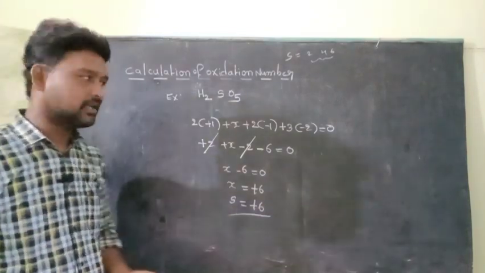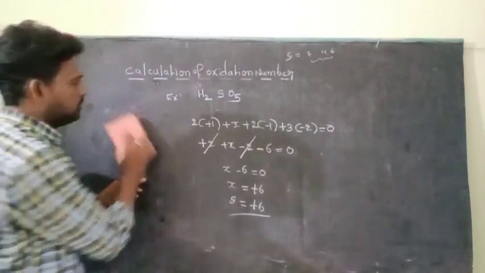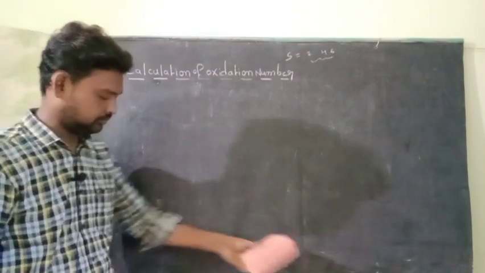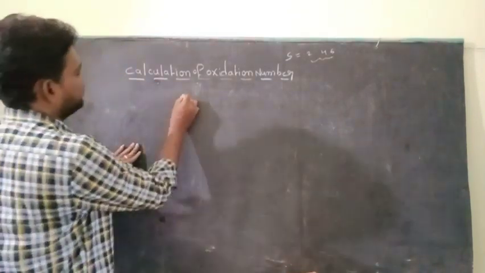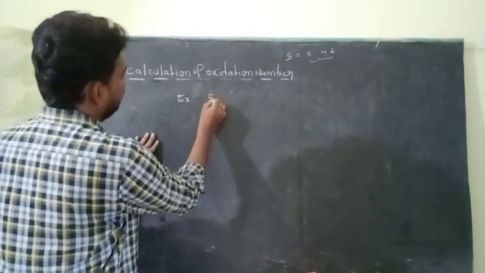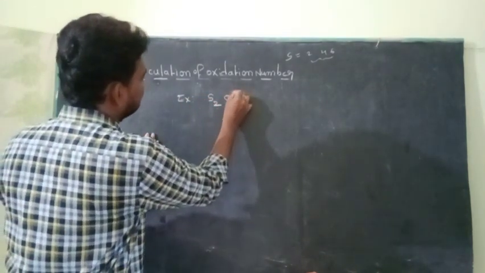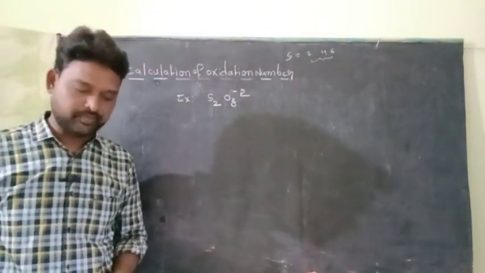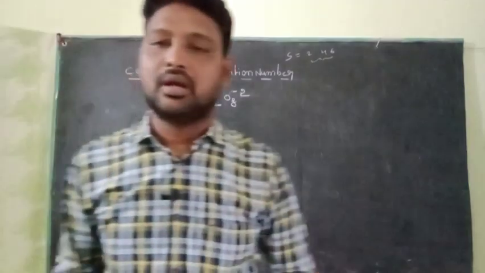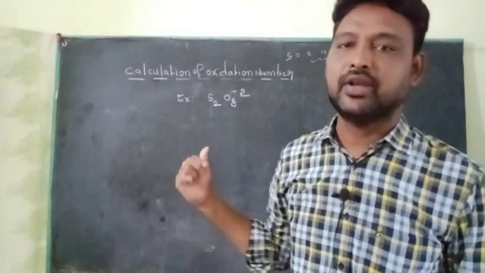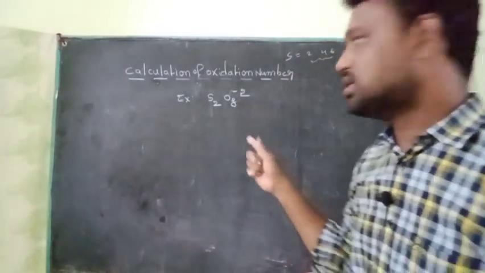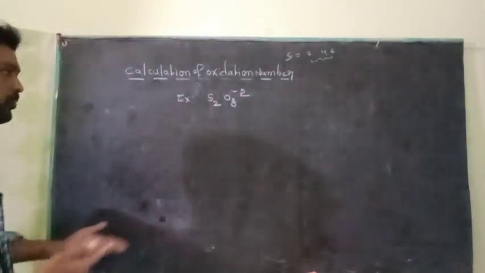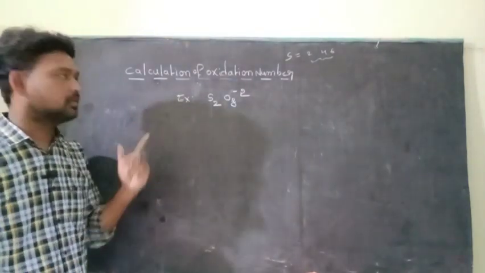Okay, so one more example, the last example in this model. S2O8 minus 2. In this compound, because there is a minus 2 charge, this is a compound ion. This also has a peroxy bond. So first you can take the normal compound method.